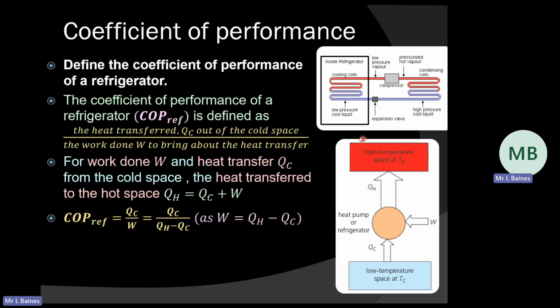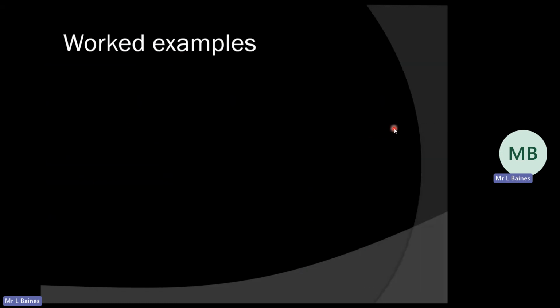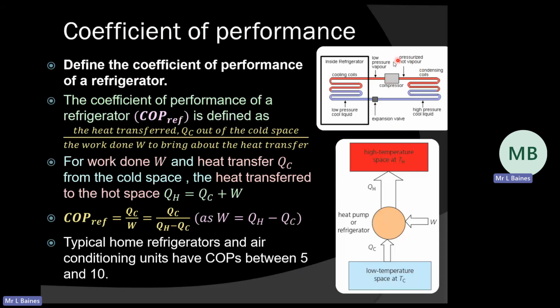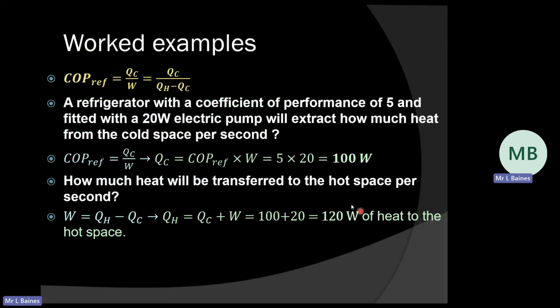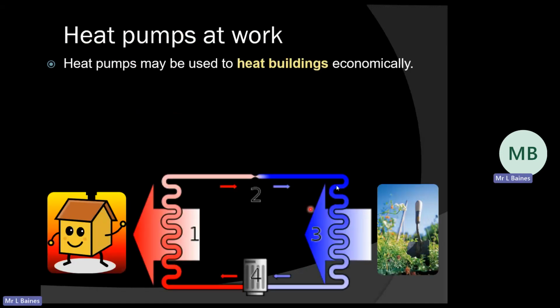I'm going to flick back to this diagram to make sure that you understand this idea. Remember, my work is done outside of the fridge, so that work is given to the environment outside of the fridge, and the heat energy is taken out of here. So I have the cold amount of energy coming out. I've also got the amount of work done, so that contributes to the change in the high temperature space. All right, so I end up with 120 watts going in.